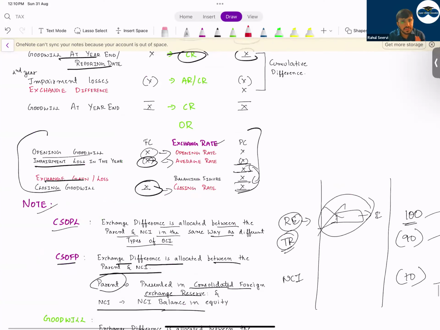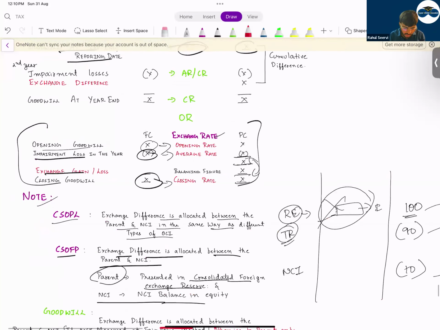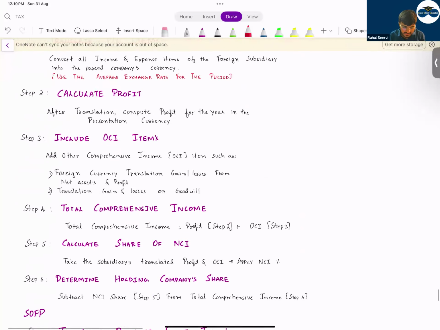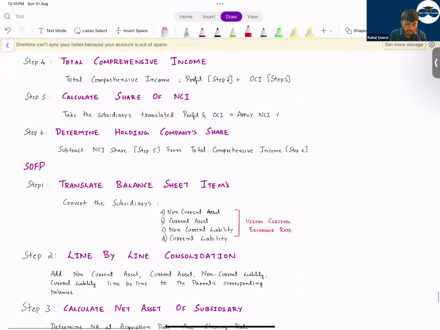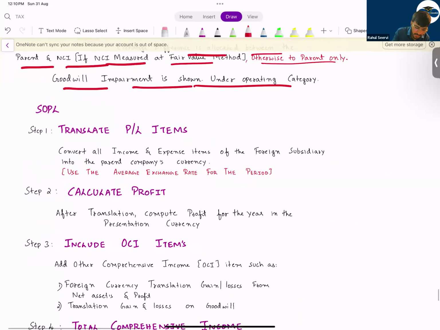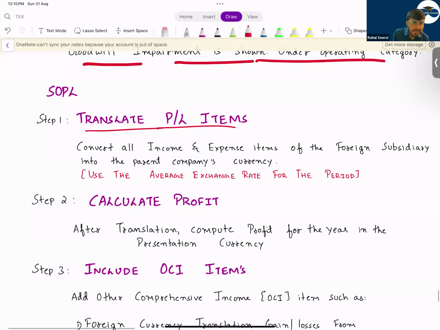So I hope with this, the foreign subsidiary calculation you have understood. Now I have written your steps: how you should do the steps for balance sheet and P&L so that you get your answer. So let us see the steps once, even though the examiner will never ask you the full question. So see step number 1. Step number 1 is what? Translate P&L items. When you translate the P&L items, I mentioned at what rate you will do the translation. At average rate. Use the average rate for the period. Your revenue, income and expenses all will be converted based on the average rate.